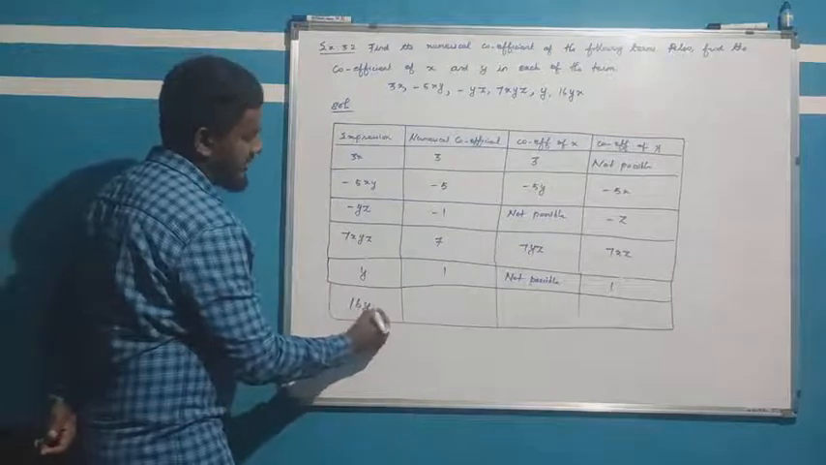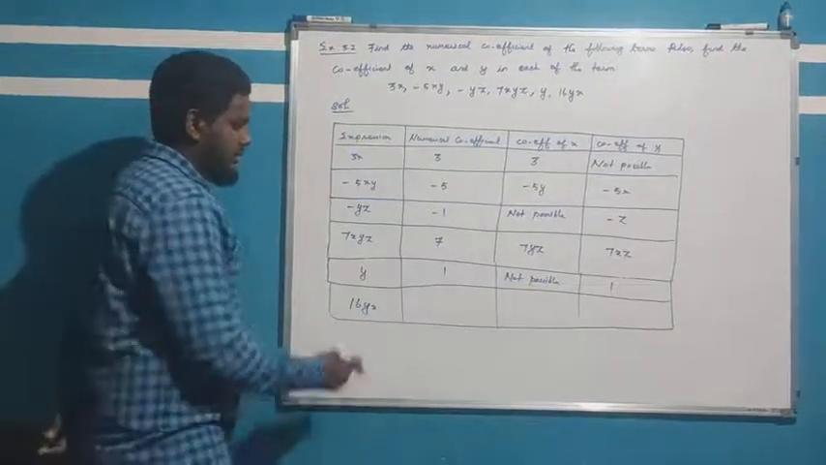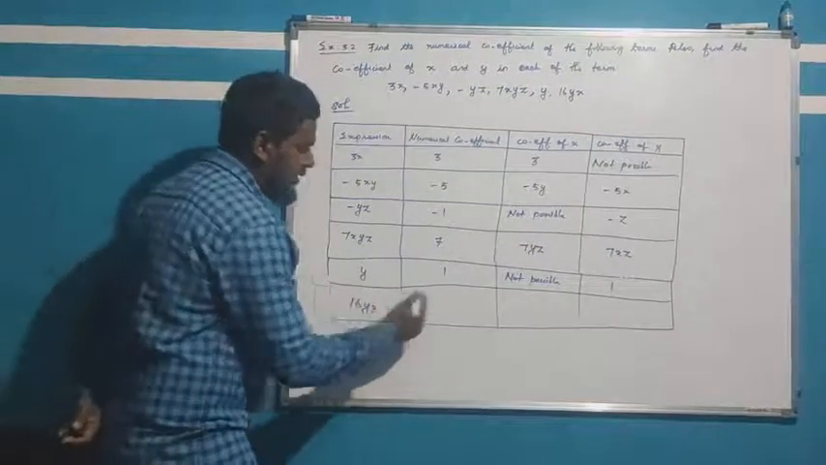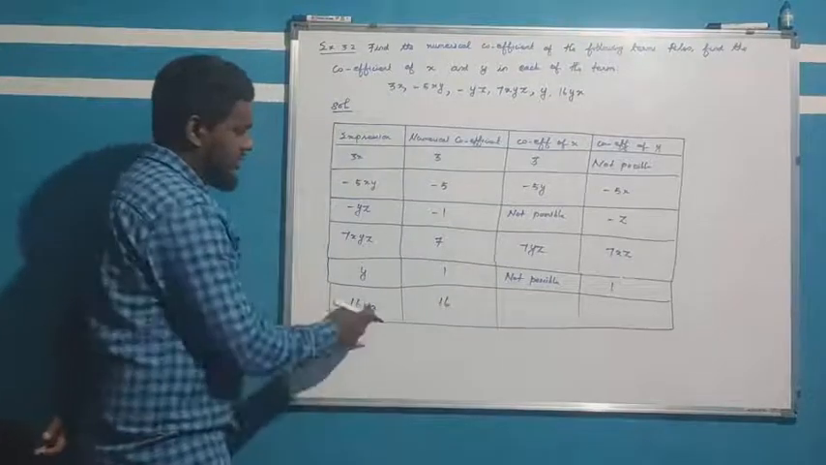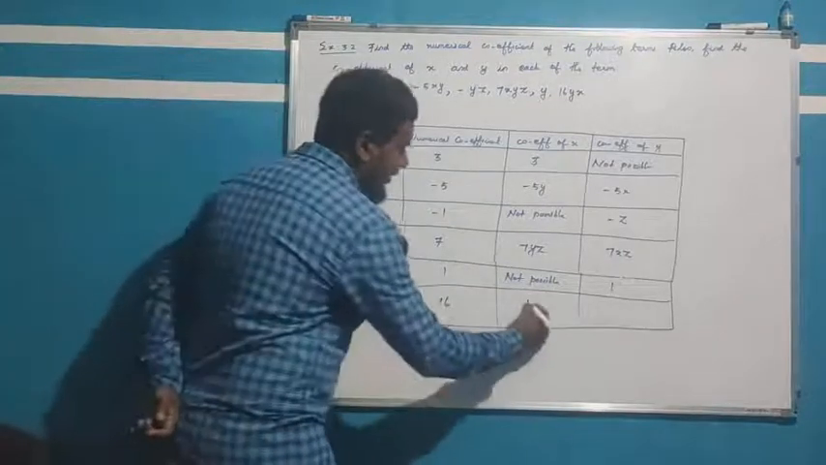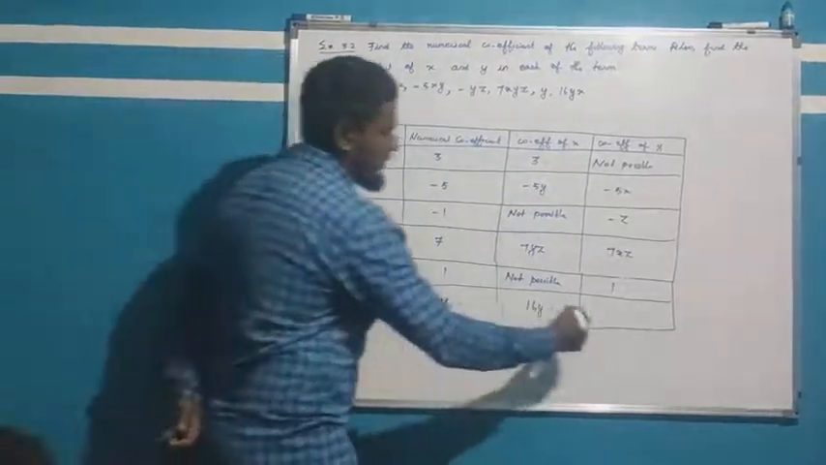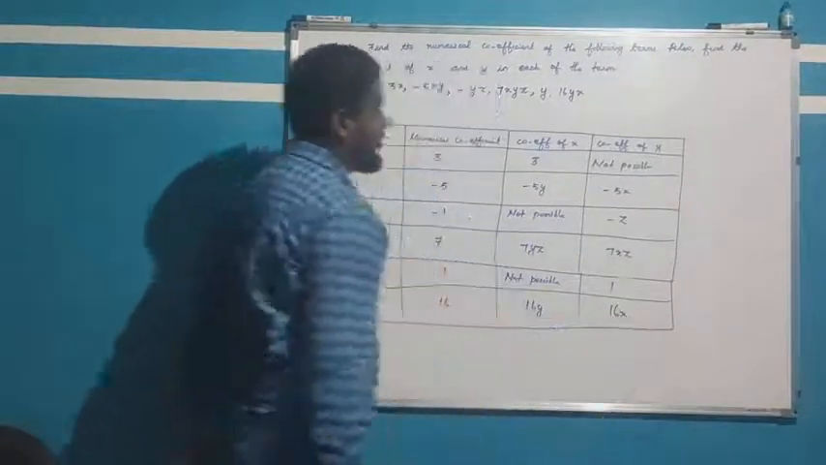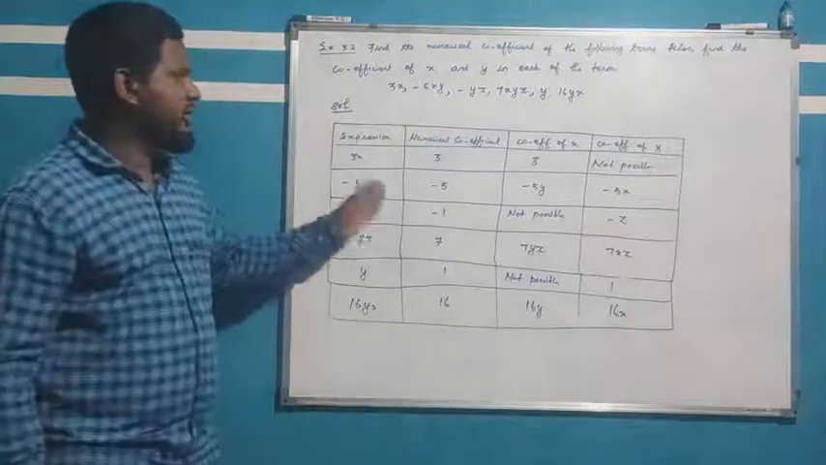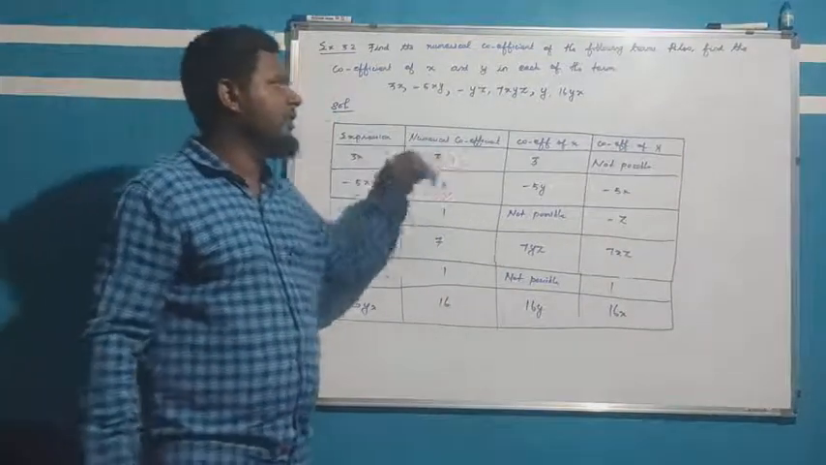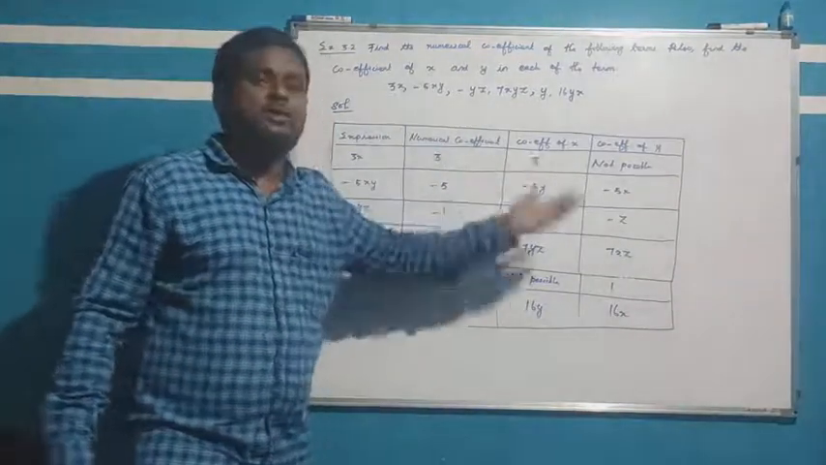Then the next term, 16yx. The numerical coefficient is 16. Then the coefficient of x is 16y. Then the coefficient of y is 16x. So in this way, given an expression, you can find the numerical coefficient, the coefficient of x and the coefficient of y.